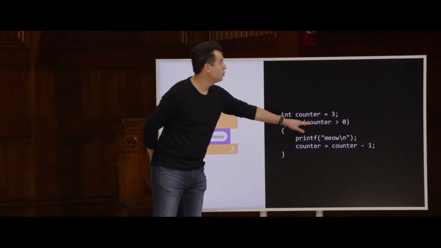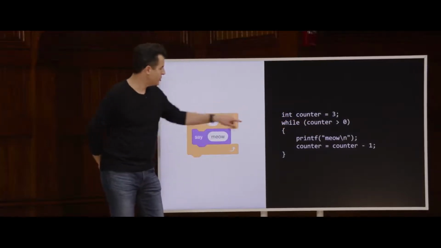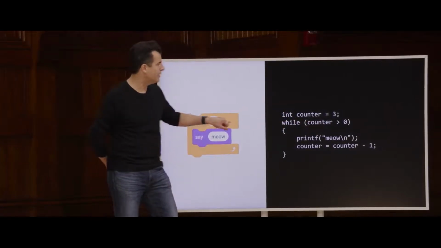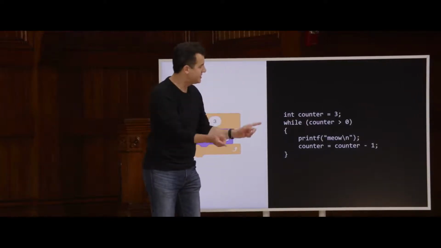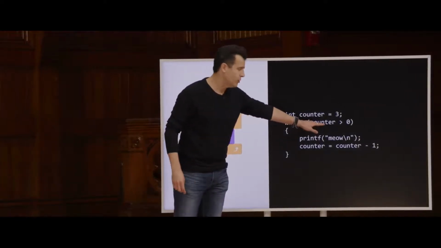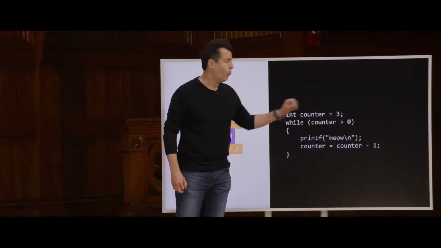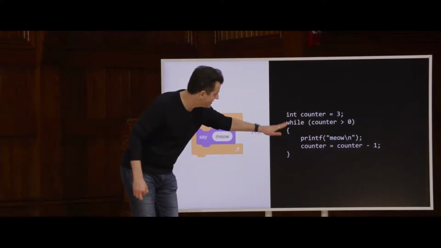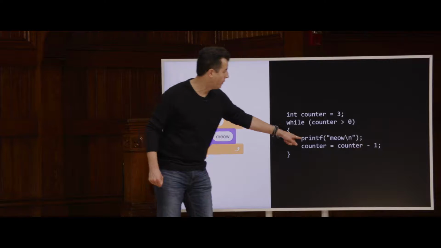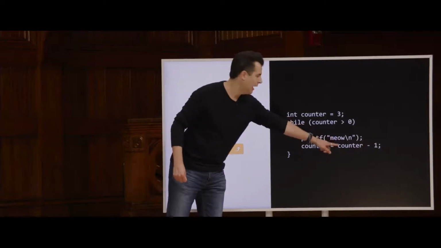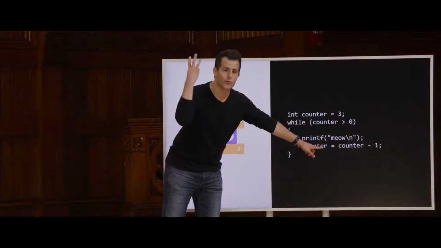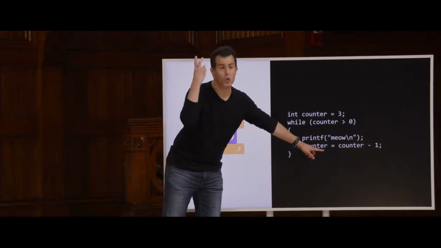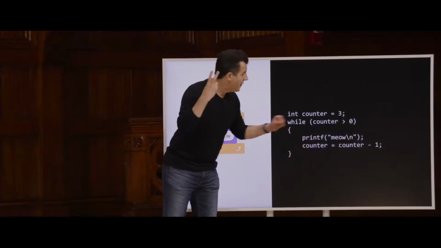Then I'm inducing a loop in C, which is similar in spirit to repeat 3, but you have to do more of the math yourself. So I'm asking the question in parentheses, while counter is greater than 0. What do I want to do? Well, per the indentation inside the curly braces, I want to meow 1 time. And then to be clear, what's this last line of code doing? If counter starts off at 3, this makes it 2 by subtracting 1 from it. Then what happens?